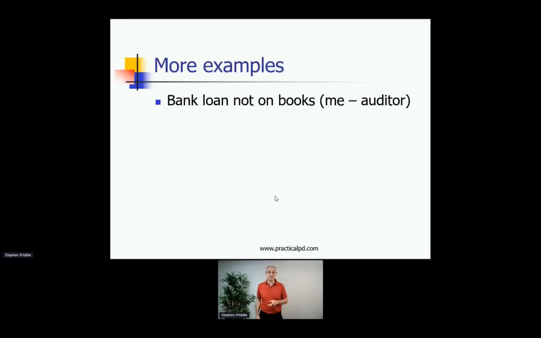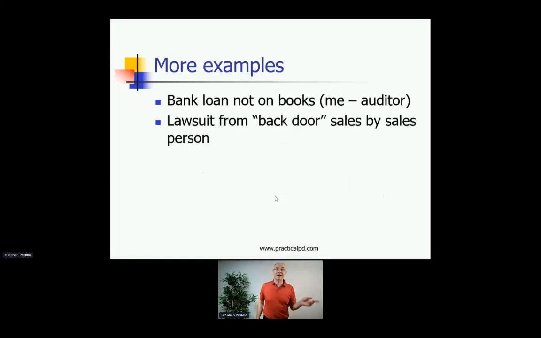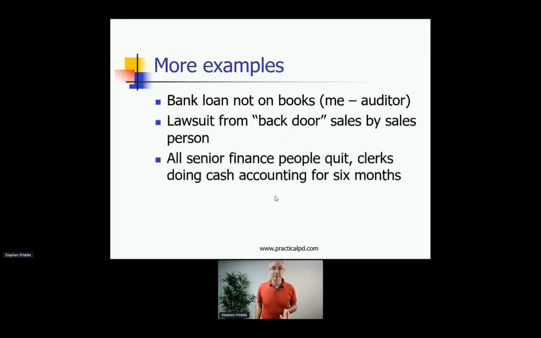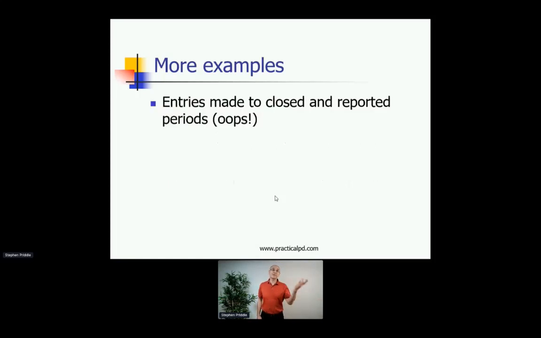I found this as an auditor as a skeleton. Lawsuit from backdoor sales by salespeople. All senior finance people quit. Clerks doing cash accounting for 6 months. Serious accounting skeletons in the closet. Dollars in inventory instead of units. Entries made to closed and reported periods. Oops. That's a big oops.